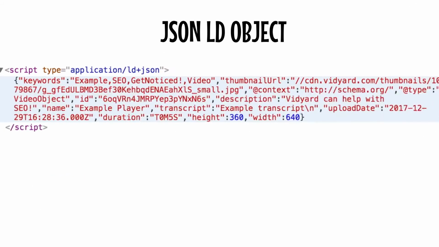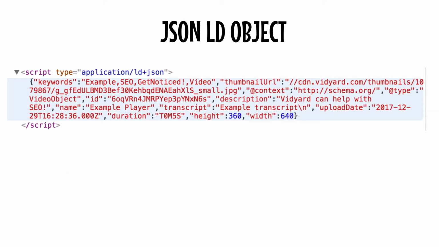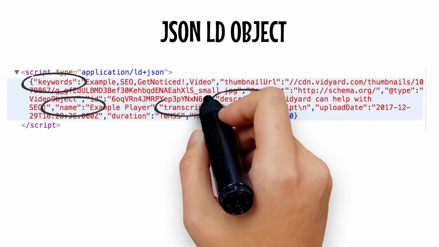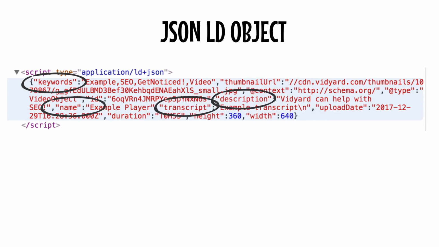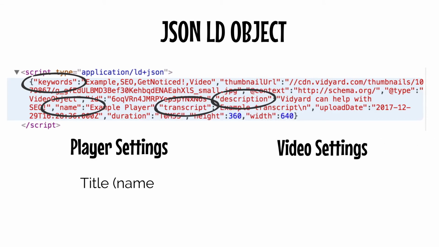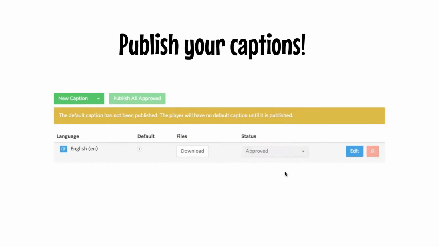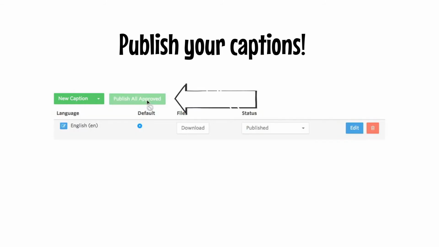There are a number of metadata fields within the JSON-LD object, but the ones that you may wish to adjust are the name, description, and tags, listed here as keywords. These are all set at the player level. The transcript is the only one that is delivered from the individual video level. You will find that automatic English transcripts are available on each video. You'll need to review these and publish them in order for them to take effect for SEO meta tags.